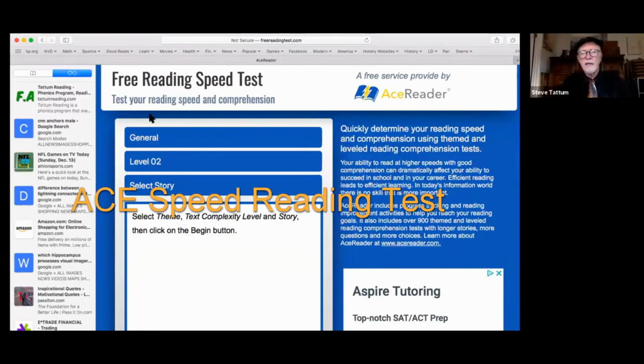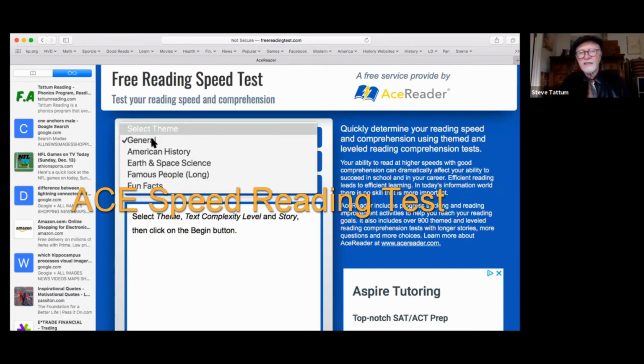For the ACE, you just go to Safari and put in ACE reading test. I have it bookmarked. If the child is in start grade 2, I'll put them in general, in grade 2. So I get the ACE reading test.